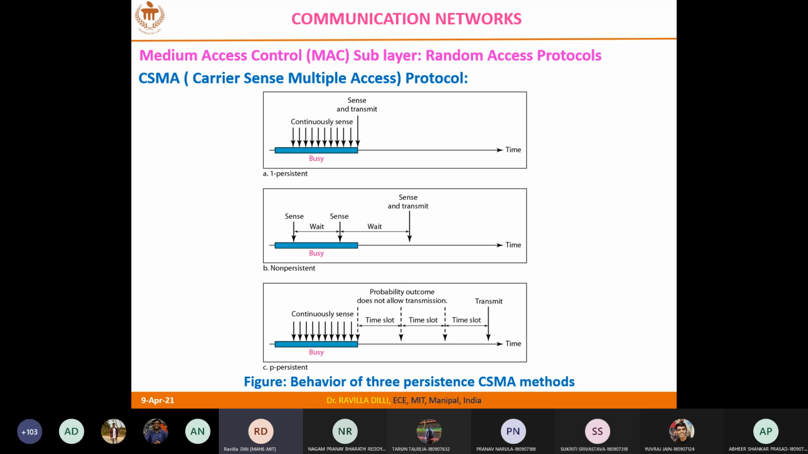What are those regular intervals? You see this second figure, non-persistent. On the first attempt of sensing the carrier, it looks busy. So you wait for some amount of time and go for a second check. The second check also finds the channel busy. So then you wait and go for the next check, the third check. Can you identify the time difference between the first check and second check, and between the second check and third check?